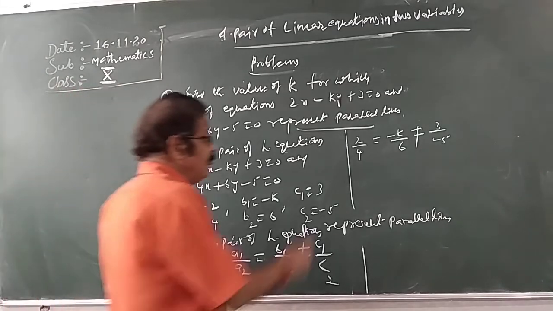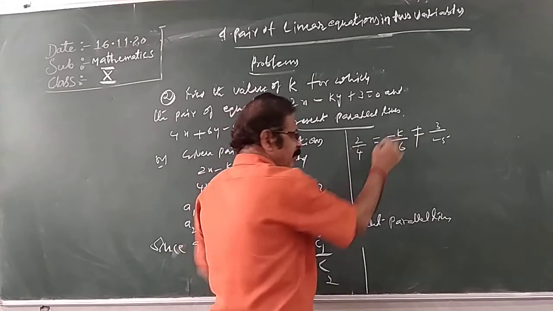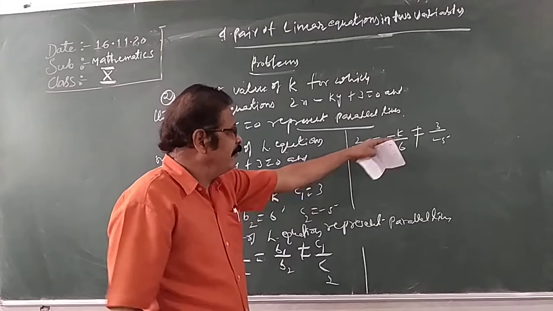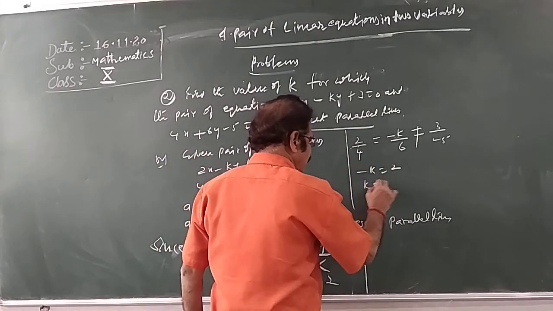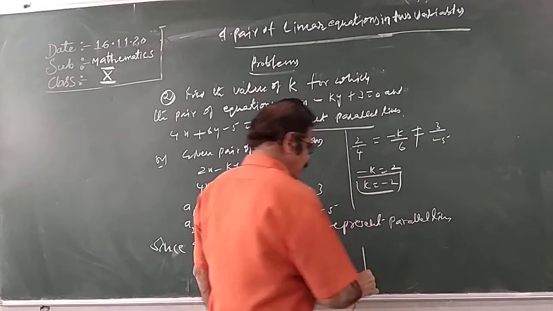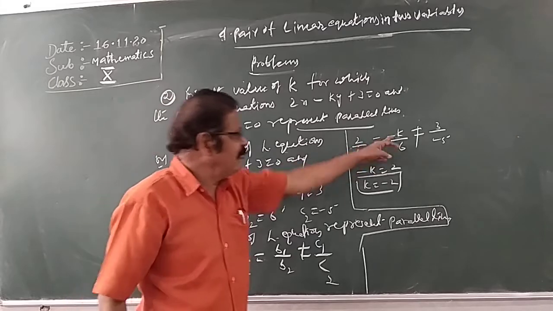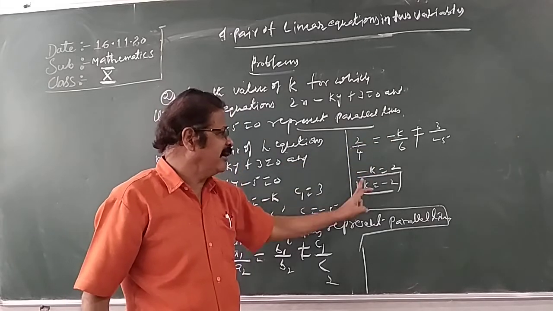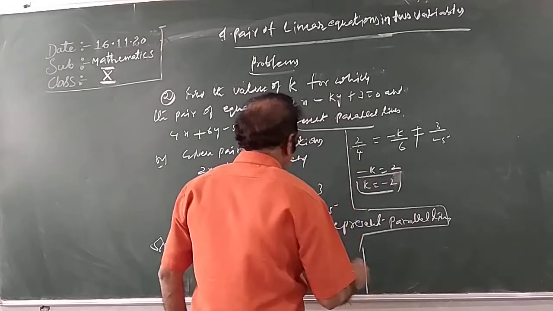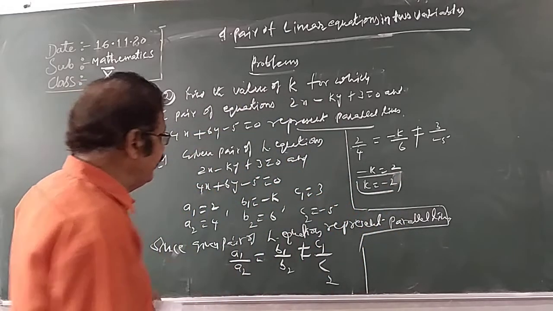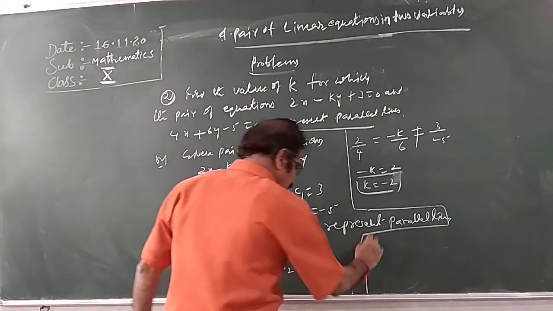So for what value of k? For k equal to minus 2, the corresponding values: minus k is equal to what? Minus k is equal to minus 2. Instead of the k value, 2 is there. Minus k is equal to minus 2. So find the value of k. Therefore, for what value of k do they represent parallel lines? For k equal to minus 2.